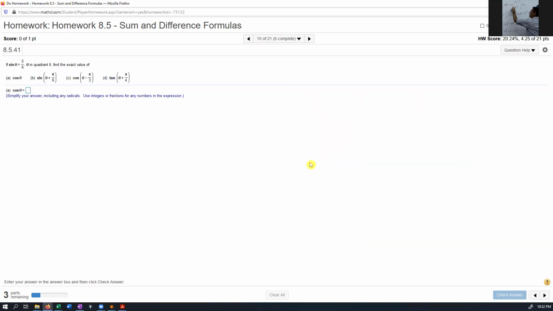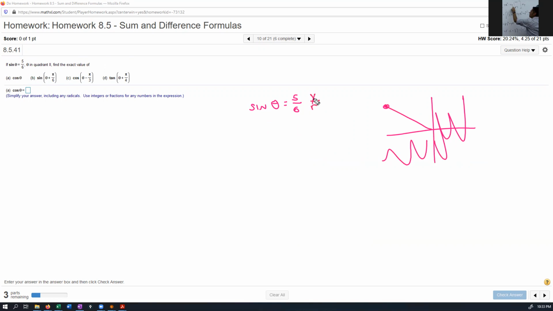Okay, so here we have a different one. We're given that sine of theta is 5 over 6, and theta is in the second quadrant. So we are over here in the second quadrant. Sine is your y divided by your r. So I know that the y coordinate here is 5, and I know my radius is 6. So I need to find x, which will be negative because we are in the second quadrant.